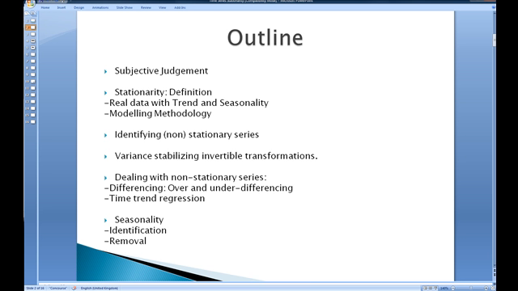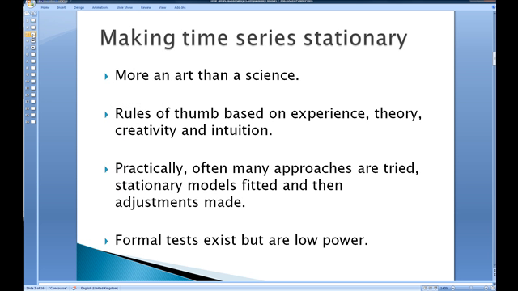From there, we'll move on to identifying stationary and non-stationary series, variance stabilising transformations that can be applied, other methods of dealing with non-stationarity such as differencing and time trend regression, and finally looking at ways to identify and remove seasonality from time series. As I mentioned, making time series stationary is more of an art than a science.